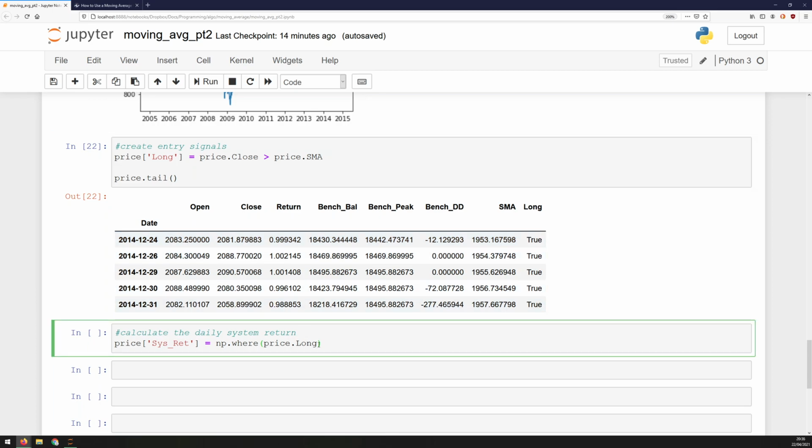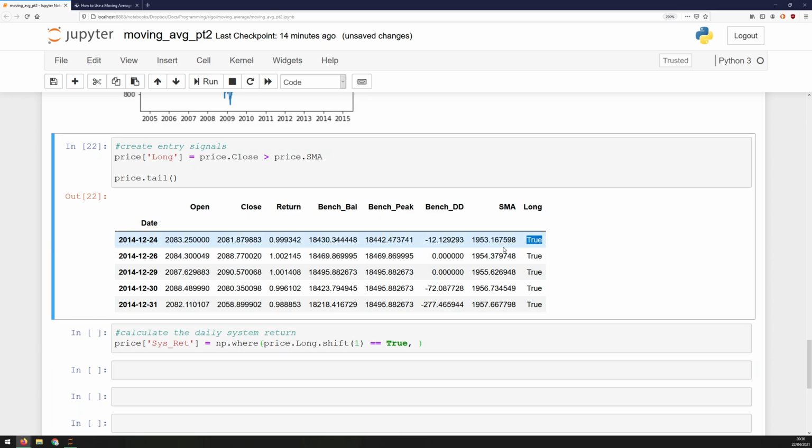So I need to say in here, shift by one. So rather than looking at today's value, I'm actually looking at yesterday's value. So I'm shifting this up by one. And if that value is true, then the return, as I said, is just going to be whatever the daily return of the S&P is. So if I got a trade signal yesterday, then I'm going to enter at the open, I will exit at the close for that day, so that is the return that I'm going to make on that day.